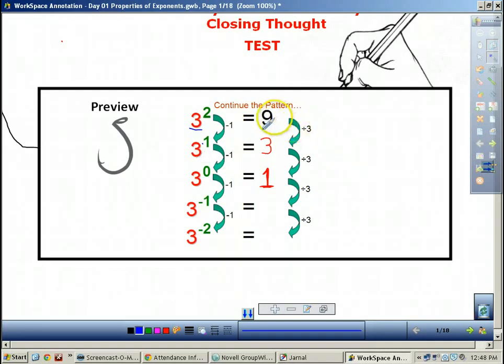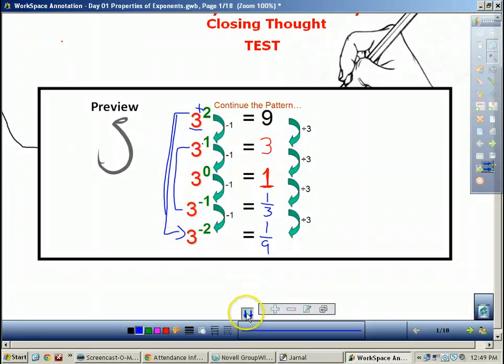And if we continue this pattern, 9 divided by 3 is 3. 3 divided by 3 is 1. 1 divided by 3 is 1/3. And divide that by 3, you get 1/9. So if 3 to the positive 2 equals 9, 3 to the negative 2 equals 1/9. 3 to the 1 equals 3, and 3 to the negative 1 is 1/3.